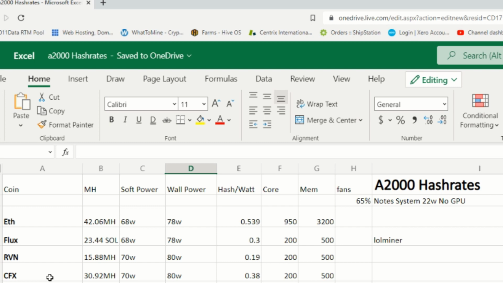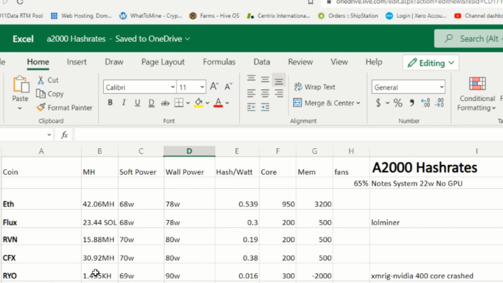CFX or Conflux. I hit 30.92 megahash, 70 watts software, 80 watts at the wall on this GPU. Hash to watt ratio is 0.38. Settings used, 200 on the core and 500 on the memory.